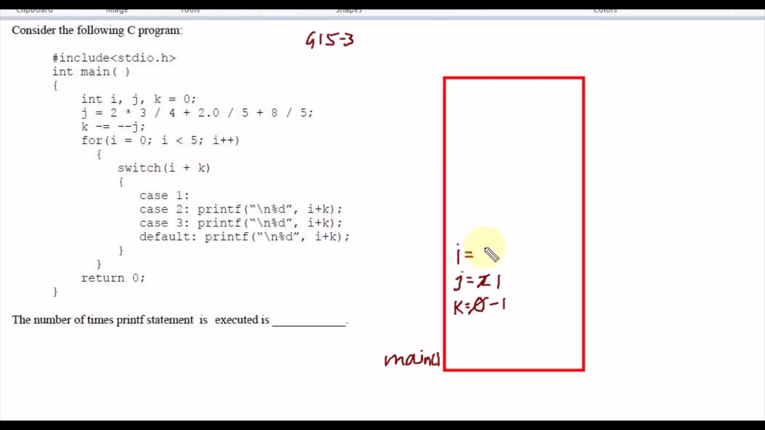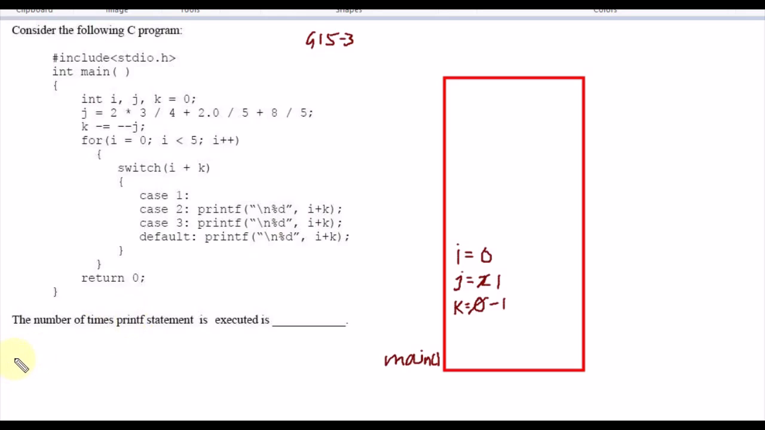Okay, and this is our for loop. So we are going to initialize our integer i with 0. This condition is true, so we are executing our switch statement. We are going to execute i plus k, which is minus 1. So i plus k is minus 1, and that's why this default case will be executed. So the printed value will be i plus k, that means minus 1.